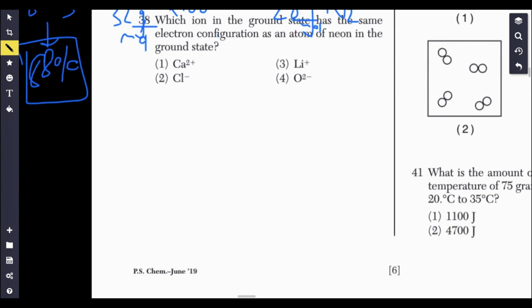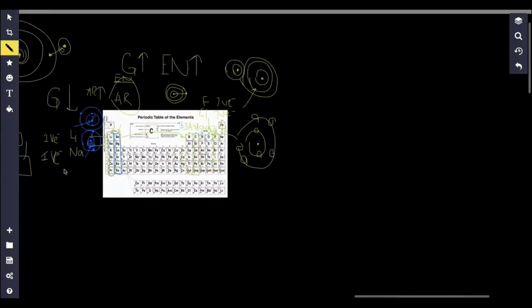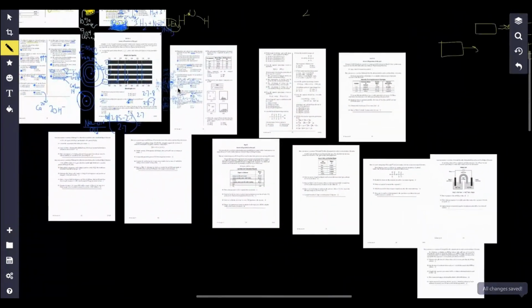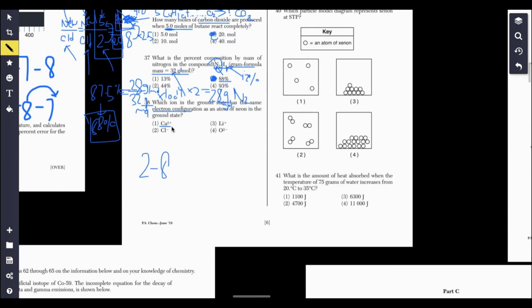Which ion in the ground state has the same electron configuration as an atom of neon? All right. So remember that neon has an electron configuration of 2-8, meaning that there's 2 electrons in the first shell and 8 electrons in the second shell. Now let's take a look at these answer choices.